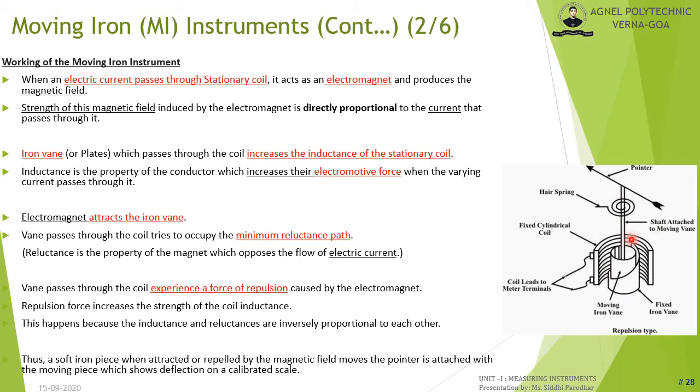When vane passes through the coil, it tries to occupy the minimum reluctance path and hence experiences a force of repulsion. Thus, a soft iron piece, when attracted or repelled by the magnetic field, moves the pointer which is attached to it, which shows the deflection on the calibrated scale. The calibrated scale for the moving iron instrument is non-linear.